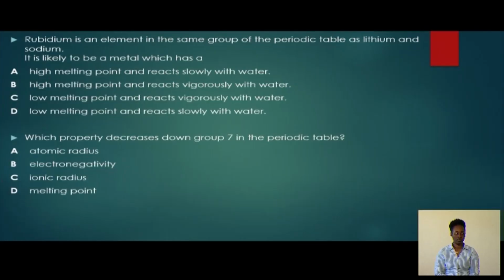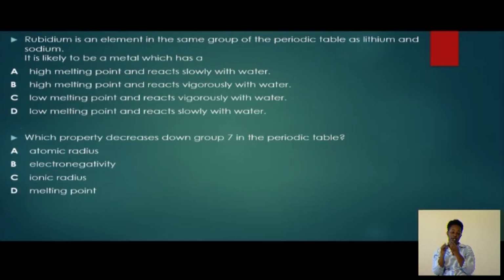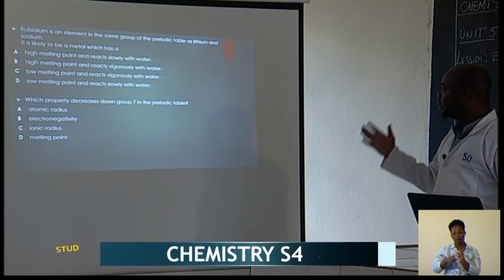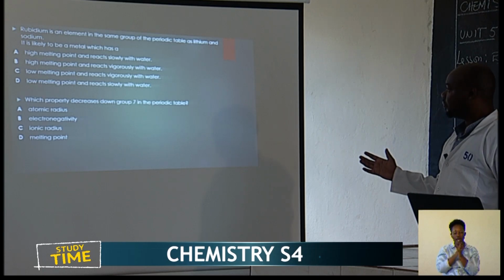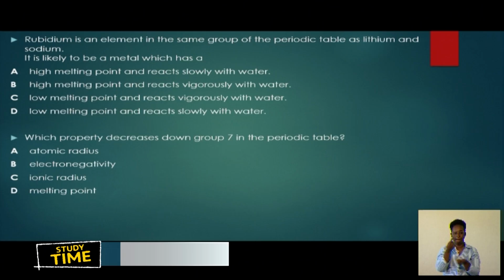Rubidium is an element in the same group of the periodic table as lithium and sodium. So it is likely to be a metal which has, suggestion A, high melting point and reacts slowly with water. B, high melting point and reacts vigorously with water. C, low melting point and reacts vigorously with water. D, low melting point and reacts slowly with water.